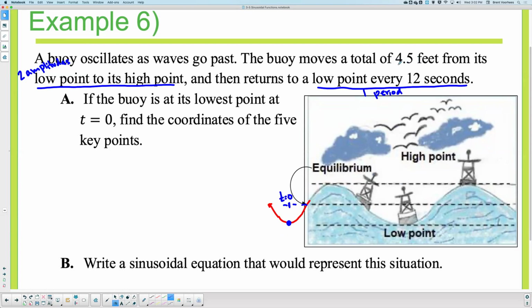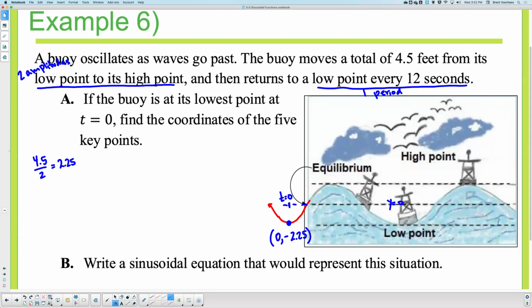We know the buoy moves a total of 4.5 feet. So what we're going to do is that's 2 amplitudes. We're going to take 4.5 and divide that by 2, and you get 2.25. Here's what that means. This y value, if the x value is 0, is going to be negative 2.25 feet, assuming that the midline is at a height of 0. I'm going to call this y equals 0, the midline. So that would be my first point.